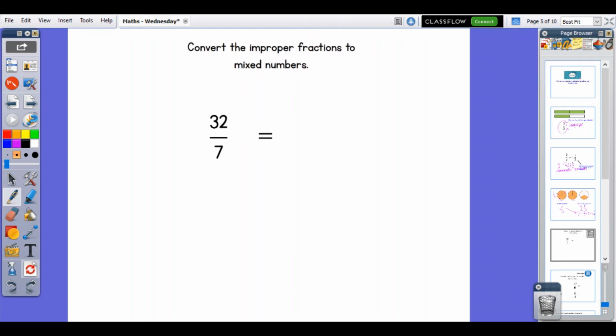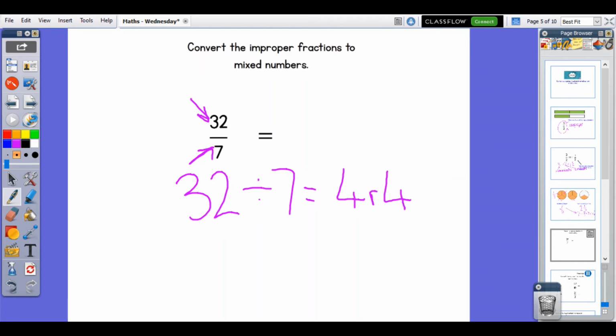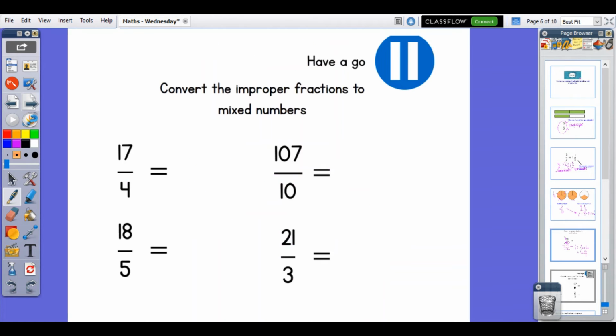Okay, so we're going to do the numerator divided by the denominator. So I'm going to do 32 divided by 7, which would give me 4, remainder 4. So if I wanted to put that as my fraction now, I'm going to use 7 as my denominator. I've got 4 wholes and 4 sevenths. So hopefully that's what you got as well. I want you to pause the video and have a go at these ones, please.